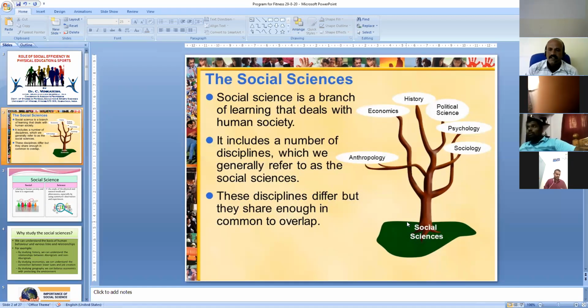So I already mentioned the branches of social sciences. The important branches related to sports are psychology and sociology. These disciplines differ, but they share enough in common to overlap. They look different, but many of the inside components of these branches are similar, so there is a chance of developing human qualities such as learning qualities in students.